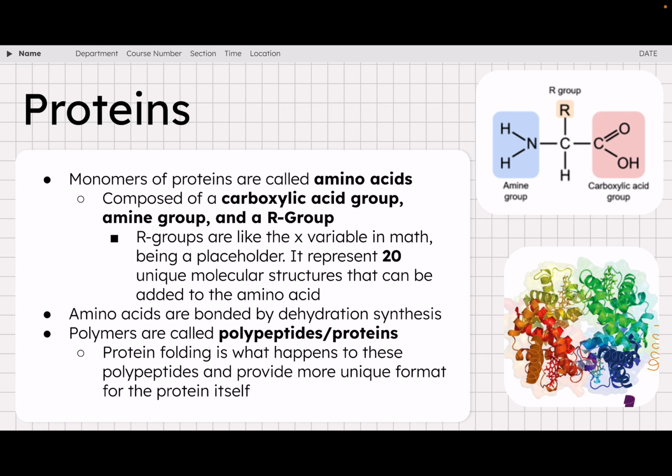Amino acids are bonded by dehydration synthesis, as we talked about before, and their polymers are called polypeptides or proteins. And protein folding is what gives proteins a more unique structure and function, and we'll go into very much detail on this in the next video.